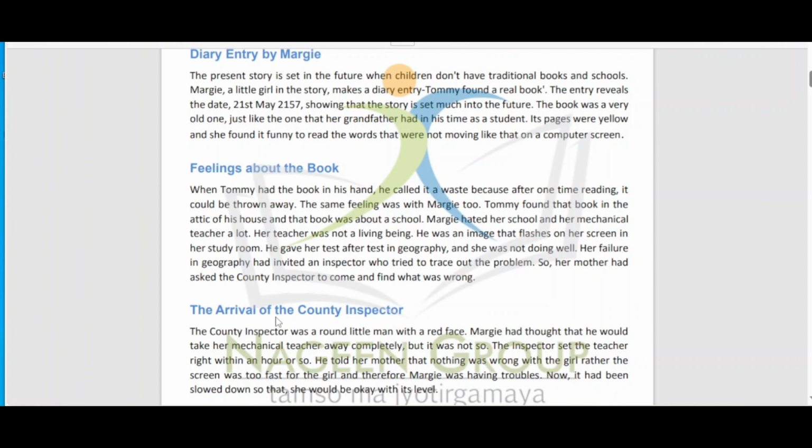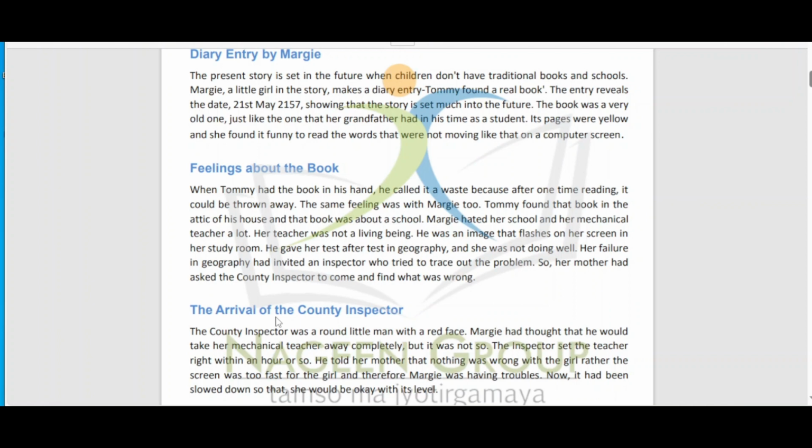So, dear children, the book was about a school. Margie hated the school. Why? Because of her mechanical teacher. What is the reason? Her mechanical teacher. According to the activities and the performance of the mechanical teacher, Margie completely hated her school.